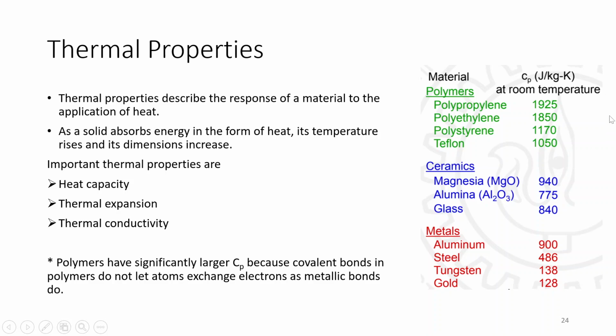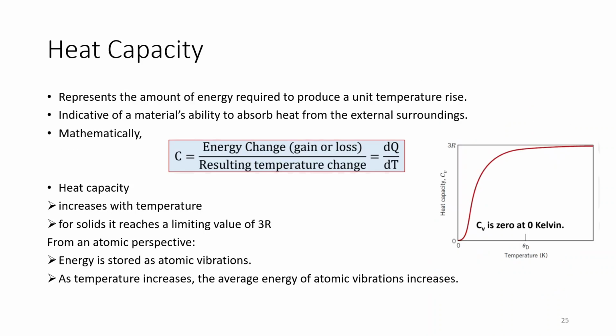So these polymers have significantly larger heat capacity because of covalent bonds. In polymers, they do not let atoms exchange electrons as metallic bonds do. Heat capacity represents the amount of energy that is required to produce a unit temperature rise. It is indicative of a material's ability to absorb heat from the external surroundings.